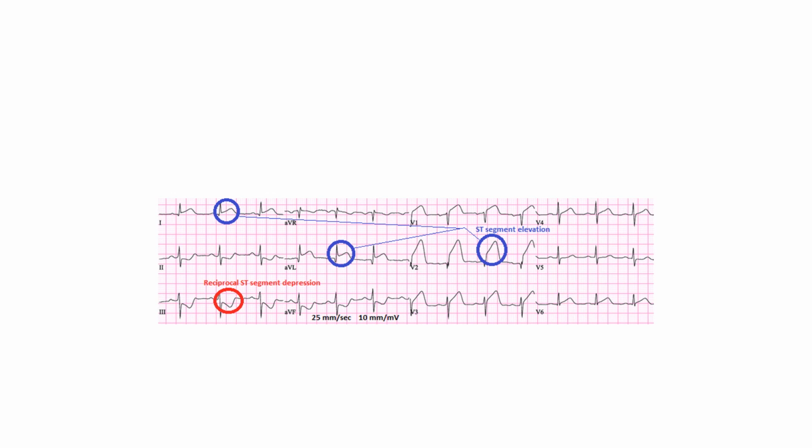Here is shown an ECG depicting acute anterior and lateral wall myocardial infarction. You can see in leads V1, V2 and V3 ST segment elevation, as well as in lead 1 and lead AVL. Concomitantly, there is ST segment depression in inferior leads, leads 2, 3 and AVF, which is termed as reciprocal ST segment depression in this case.